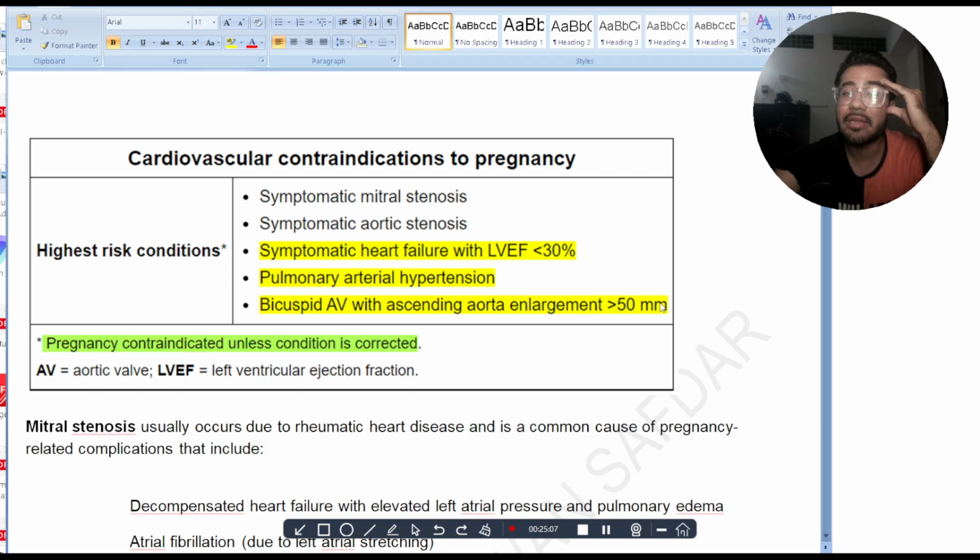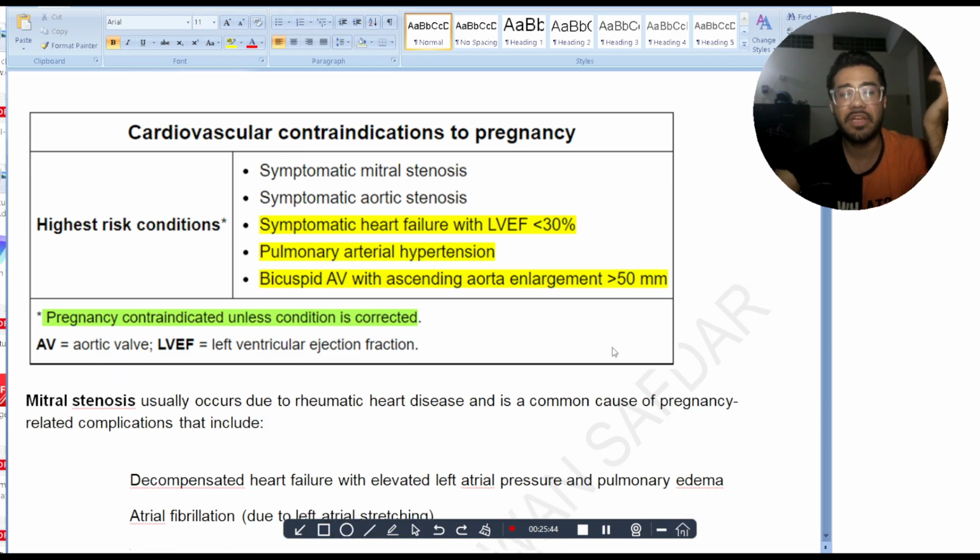Aortic enlargement greater than 50 mm is the highlight of this point. Why? Because that shows that the aorta has an aneurysm, and during a hyperdynamic circulation there is a risk of rupture. So this is also a contraindication. So to summarize, a stenosis or obstruction of the blood flow of any kind, mitral stenosis, aortic stenosis, and the pulmonary arterial hypertension is also under this category, because it is also restricting blood pumping from the right heart to the left heart, and left ventricular ejection fraction less than 30, which means the heart is not capable enough to support a fetus.